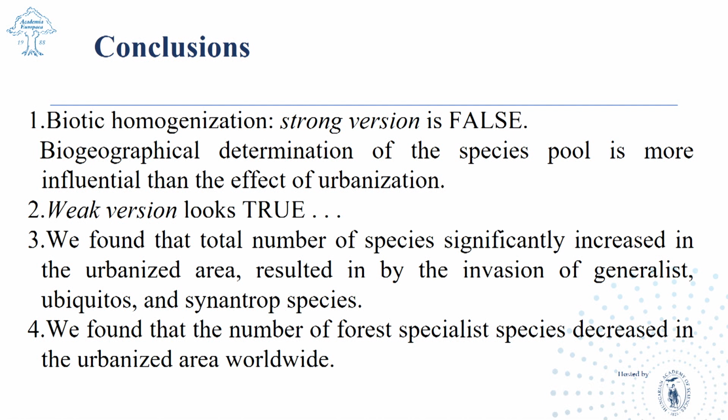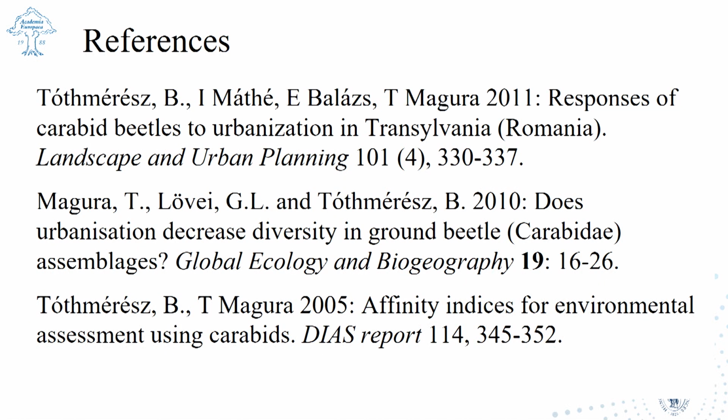So that means that evidently there are 2 components of this process. One of them is the increased number of generalist species, and also the decrease of those species which are adapted to the habitats. And there is a kind of balance between these two opposing processes, but each of them results in a kind of homogenization. So this means that the weak version of the homogenization hypothesis for the soil fauna at least looks true. Okay, and these are the papers where we have published these findings.